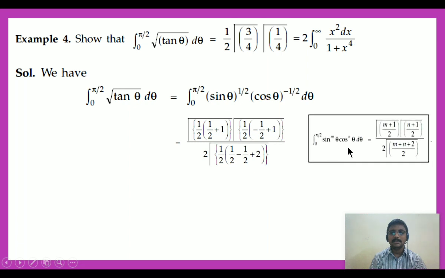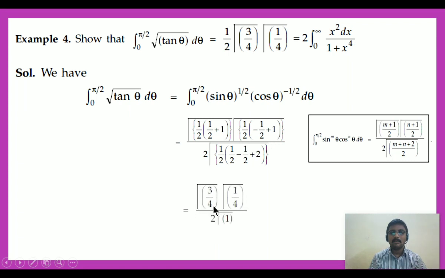So we will have a formula, that is integral 0 to pi by 2 sine power m theta cos power n theta d theta is gamma of m plus 1 by 2 into gamma of n plus 1 by 2 upon 2 into gamma of m plus n plus 2 by 2. So replacing the m value and n value. So what is m here? Half, and n is negative half. So replacing these values in this formula and then simplifying.